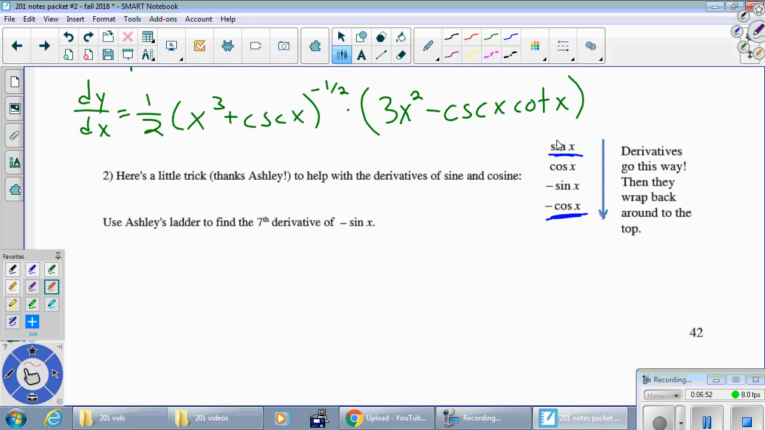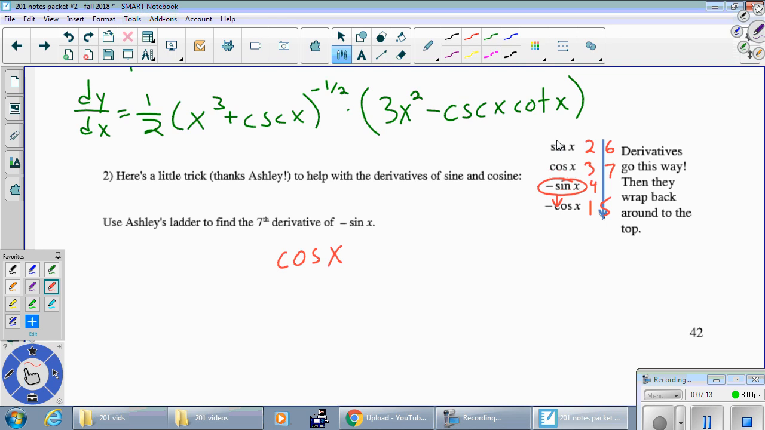And so we can figure out very quickly the 7th derivative of negative sine x without actually going through the hassle of doing 7 derivatives. So starting with this one and then going down the ladder, there's my first derivative, 2nd, 3rd, 4th, 5th, 6th, 7th, cosine x.